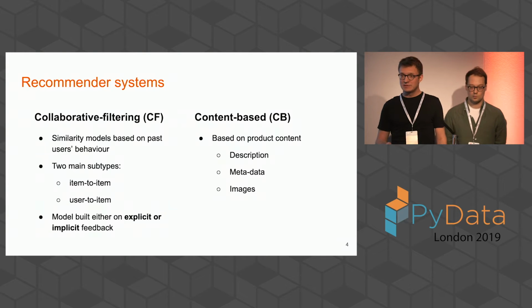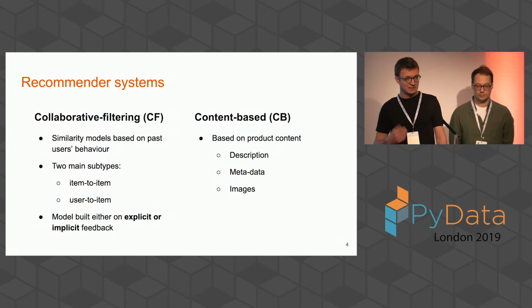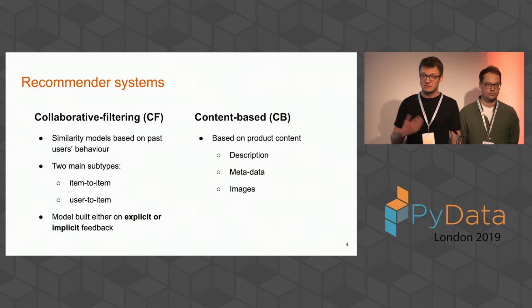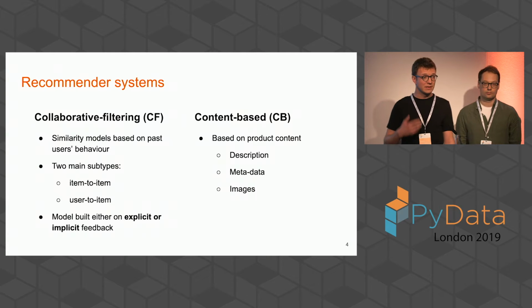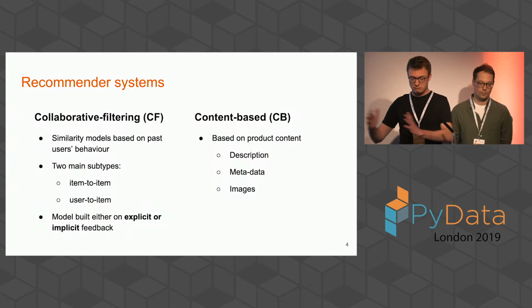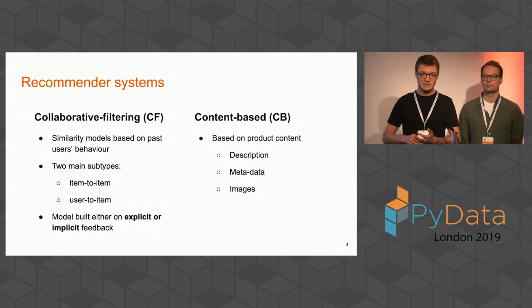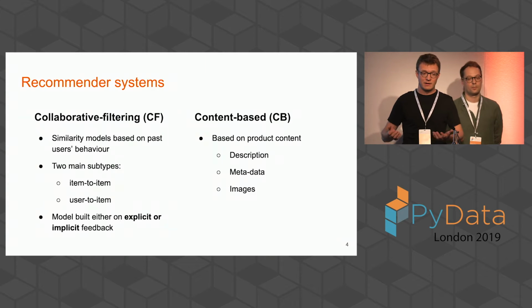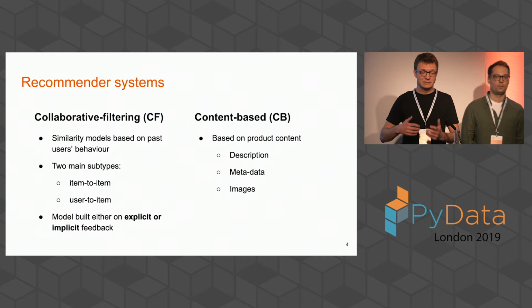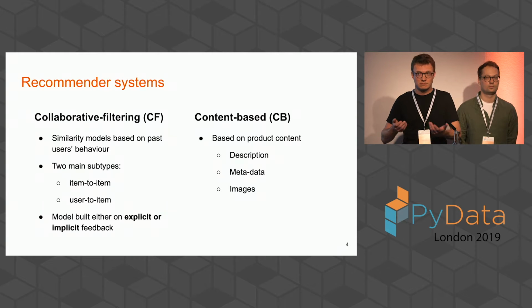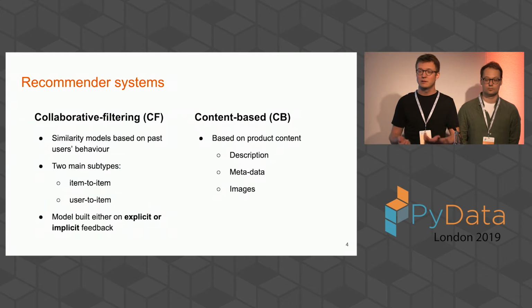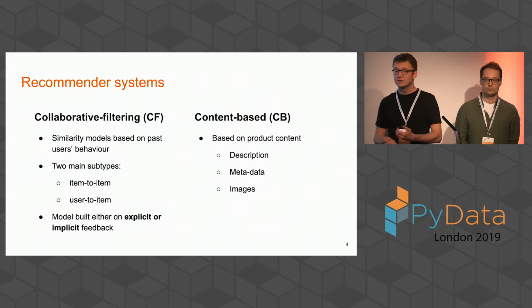And we can build those systems either based on explicit or implicit feedback. In the case of e-commerce, it's much easier to build it based on implicit feedback because this kind of feedback is much easier to collect. And the second type is content-based systems. Those systems basically recommend products by finding similar products in the sense of content. And by content, we mean either title or description or parameters or images of products.